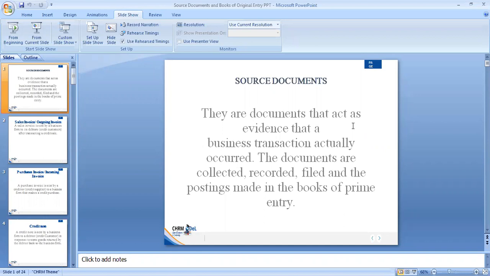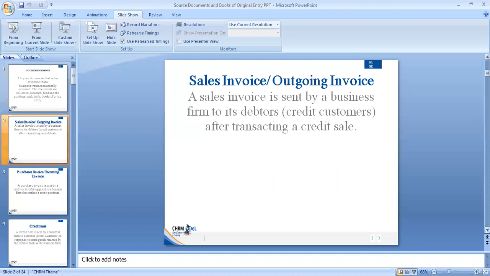It is evidence that actually a transaction occurred, and whenever that proof is needed, that particular document is going to be shown to show that actually the transaction happened. So source documents are simply the documents that are going to be either received or issued by the business. Having said that, we can proceed and see examples of the source documents that are going to be received or issued by the business. Number one, it is what we call the sales invoice.